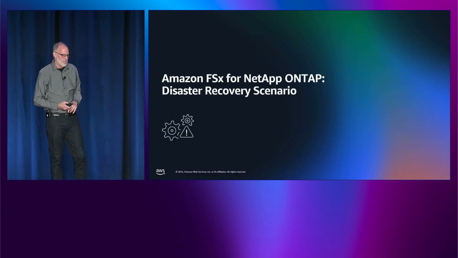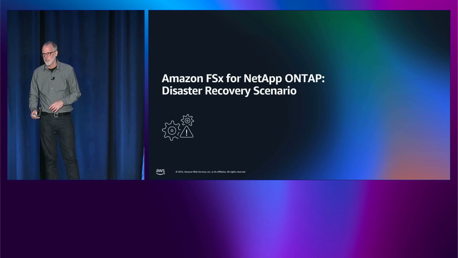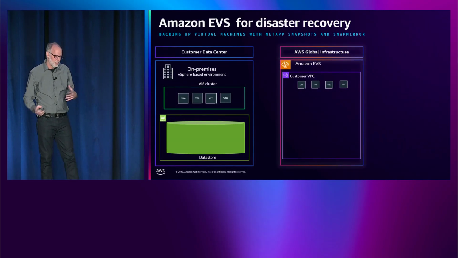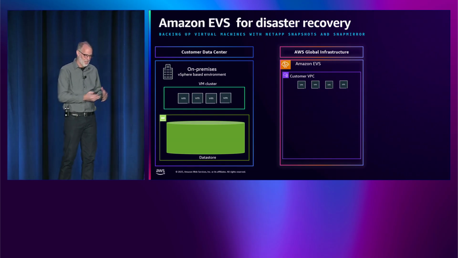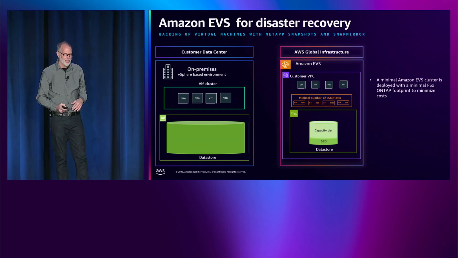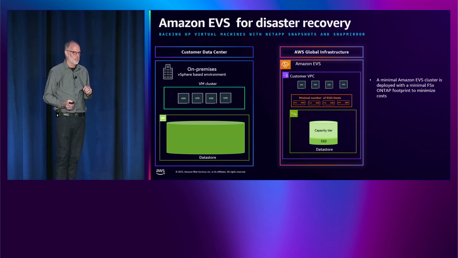All right, so now this gets us to one that I'm really excited about, a disaster recovery scenario that we have with FSx for ONTAP in this type of environment. Now again, this is talking about ONTAP to ONTAP, right? You have a data center on-prem running on vSphere, and you want to set up a disaster recovery in the cloud. So what you can do is deploy a minimal EVS cluster, and you would also keep a minimal FSx for ONTAP footprint.